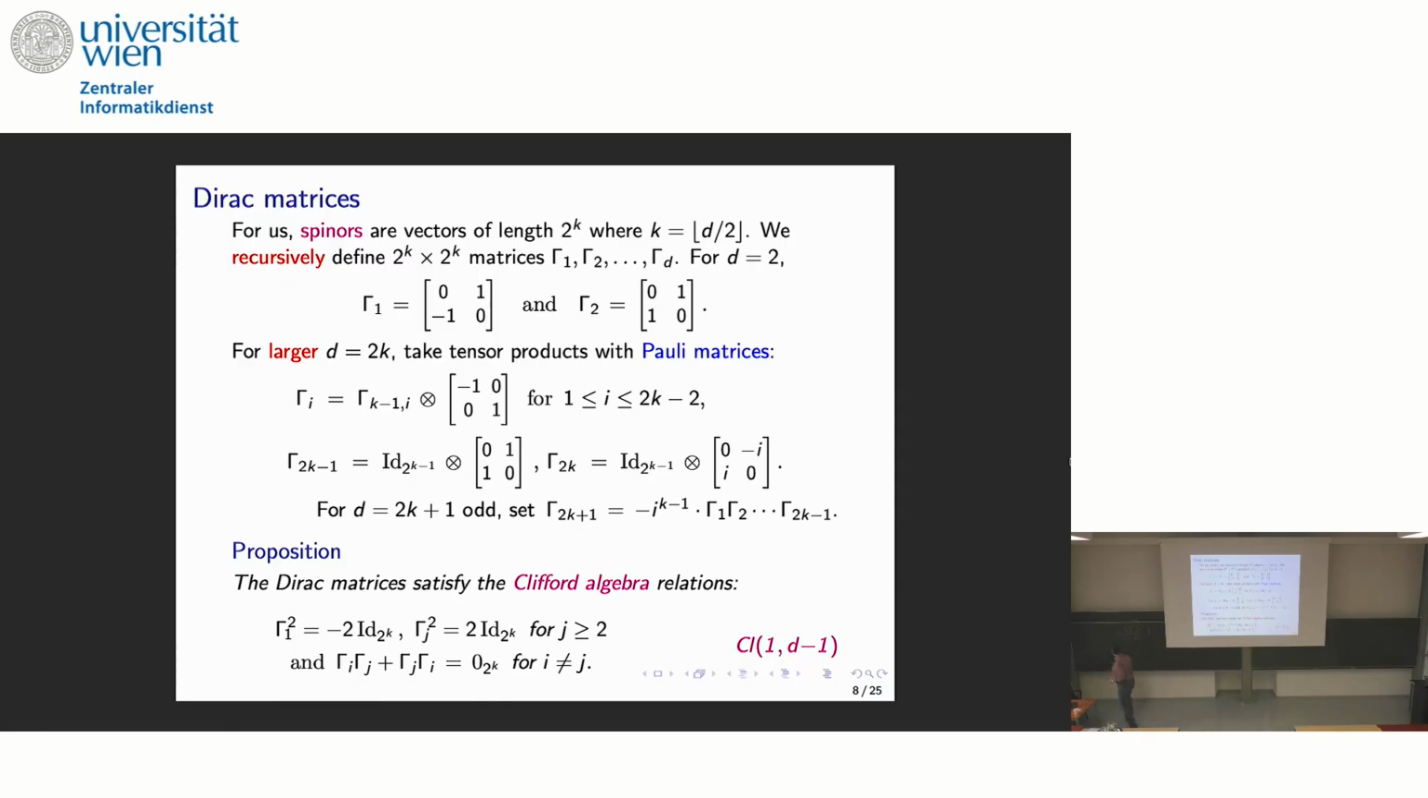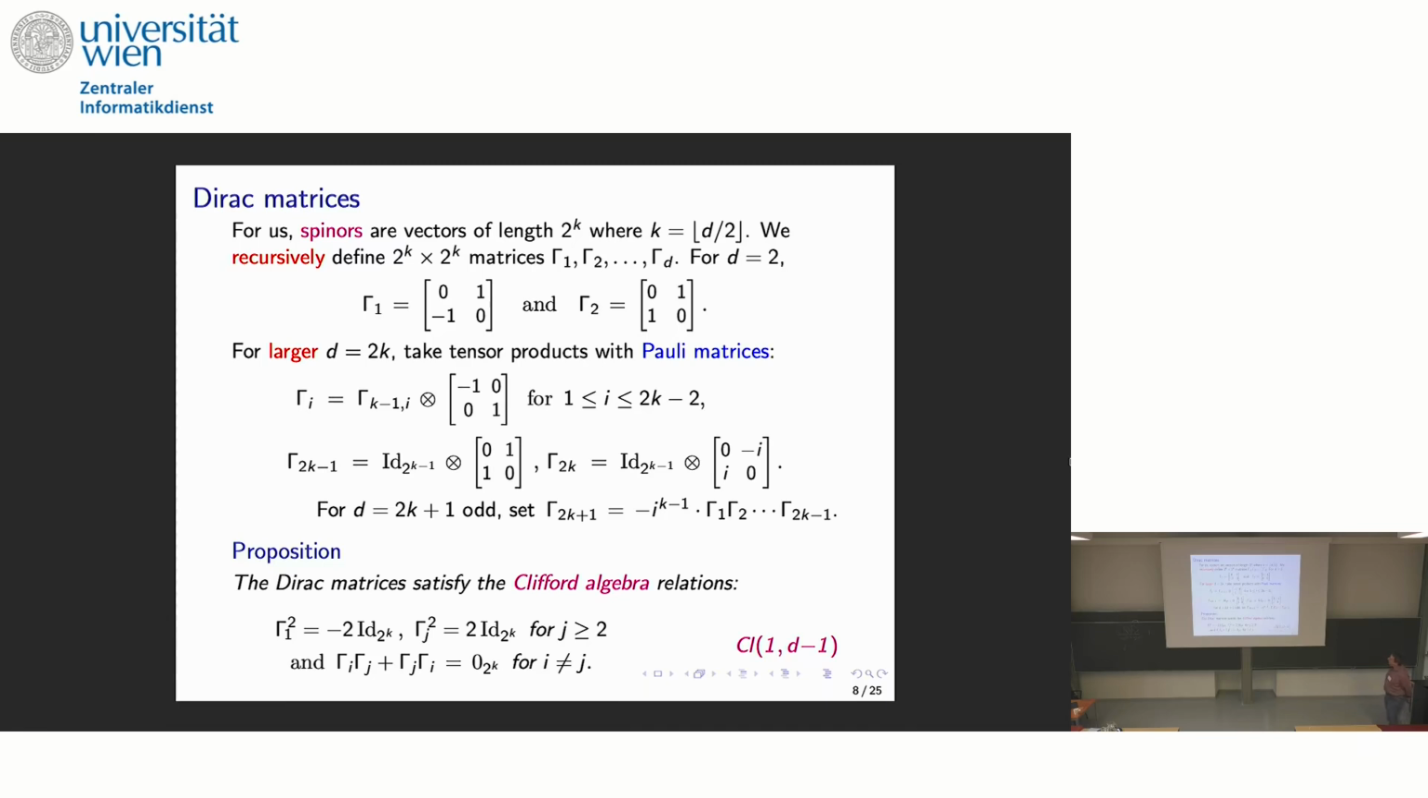So this vector space here is maybe C to the d, and this Clifford algebra is some 2 to the d-dimensional algebra. Okay, so when are we going to do this with k, which is d over 2? If d is 2, then k is 1, and then 2 to the 1 is 2. So gamma 1 is this matrix, and gamma 2 is this matrix.